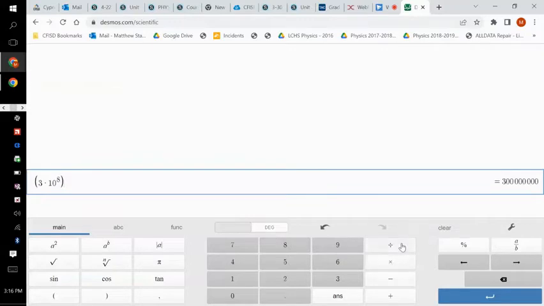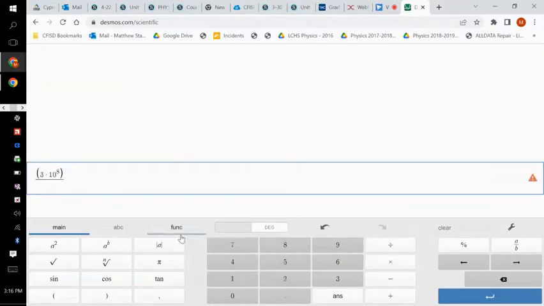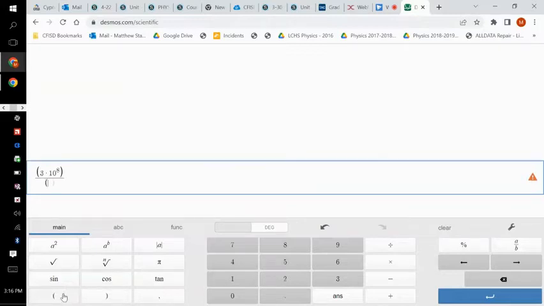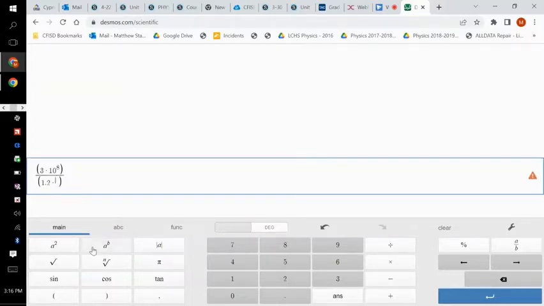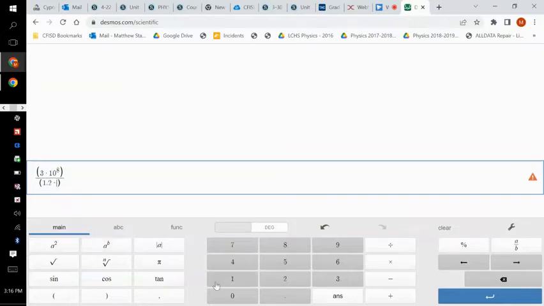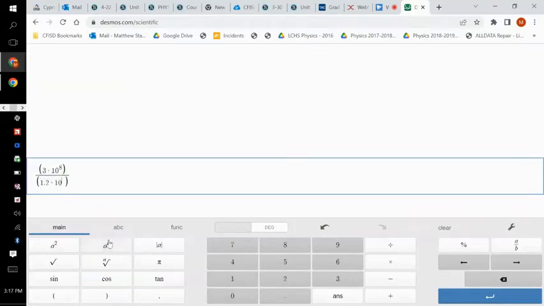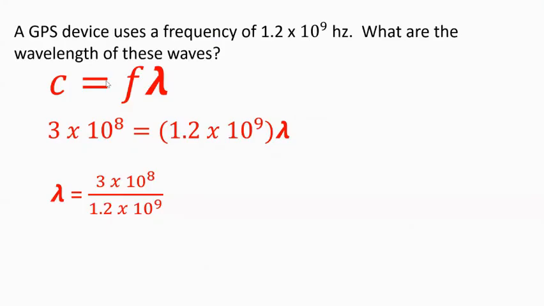Then I'm going to press the divided by button. On the bottom, we're going to put in the scientific notation number that was on the bottom, and that was 1.2 times 10 to the ninth. So first type in 10, then press this button, and then put 9. You see that when I do that, it's equal to 0.25, which means the wavelength of these GPS waves would be 0.25 meters, or 25 centimeters.